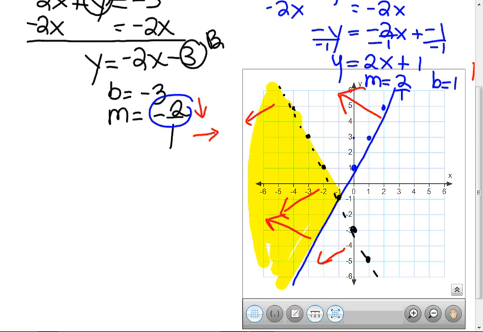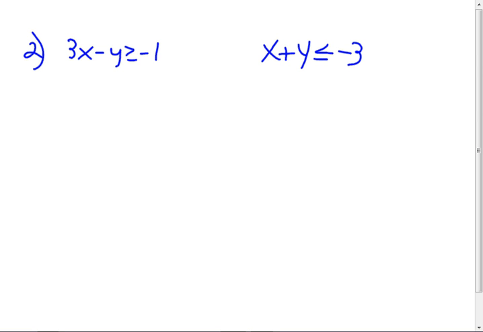Okay, what's number 2? 3x minus y is greater than or equal to... The bottom one's x plus y is less than or equal to what? Negative 3. You could just write them down again, though. They are on Schoology.